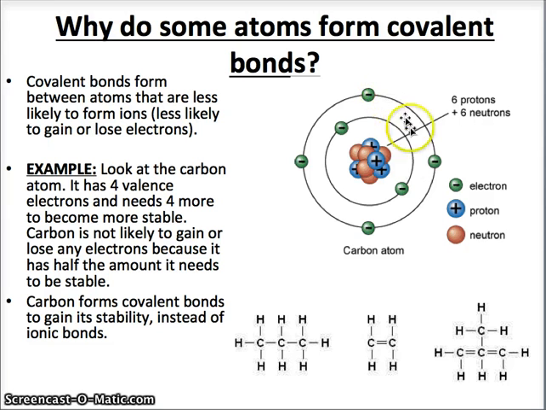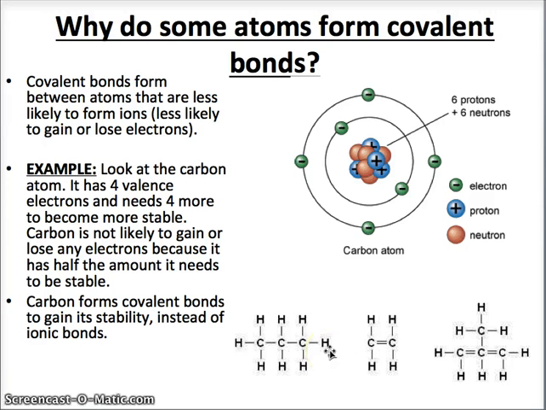Like, for example, look at carbon. Carbon has 1, 2, 3, 4 electrons in its valence shell, and it wants 8 to be stable. But since there's 4, which is half of 8, it's not really likely to get rid of all 4 electrons, and it's not really likely to just gain 4 electrons to become a charged particle. So instead of gaining or losing electrons, carbon is just going to share electrons with other atoms in order to fill its outer valence shell to get all 8 electrons.